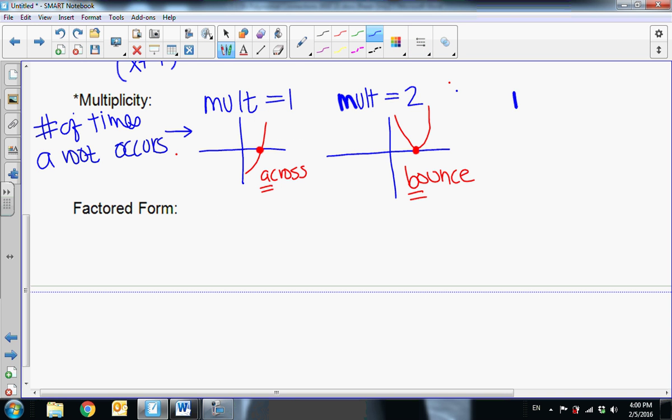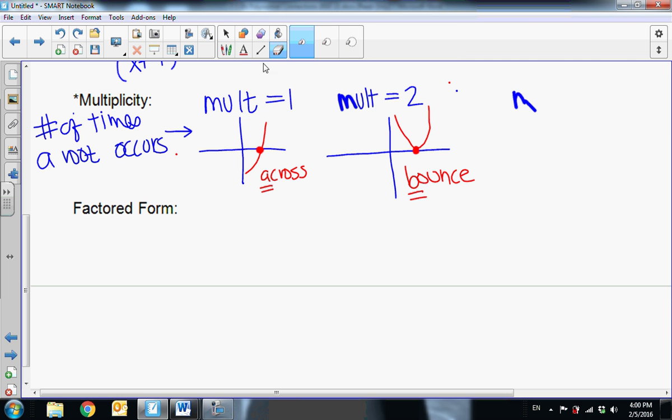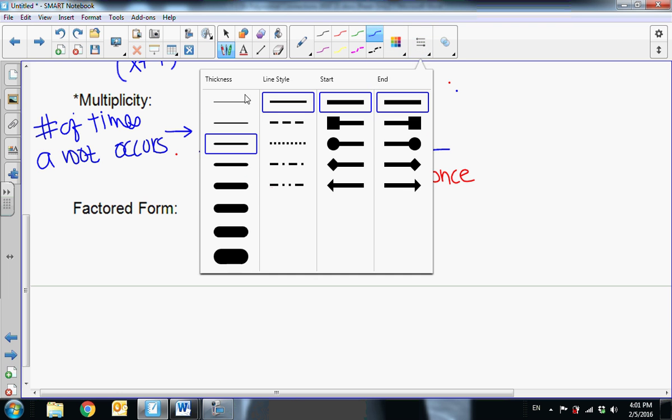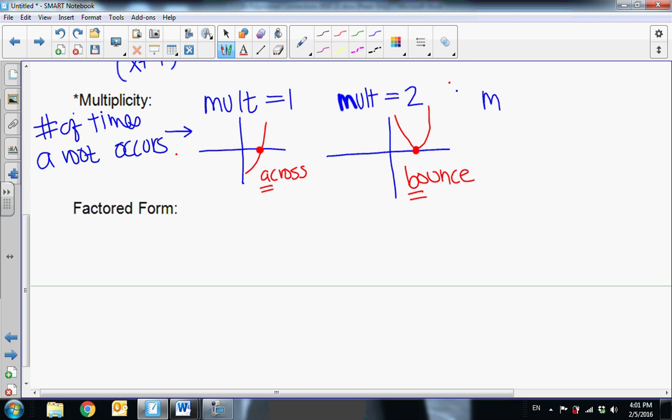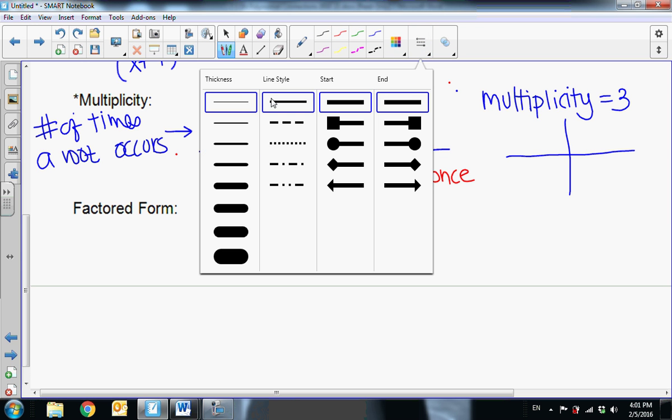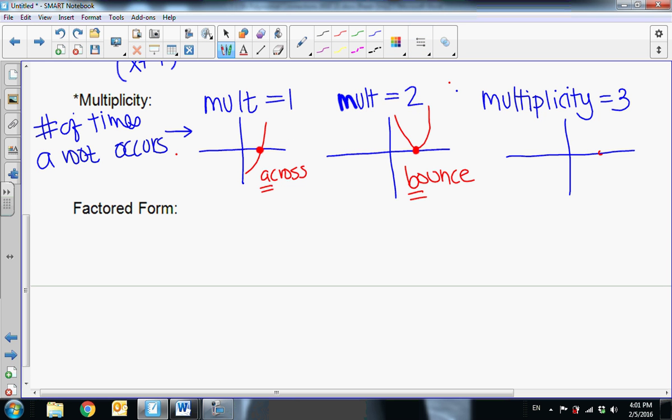The third one is going to start with a C. So if we have a multiplicity of 3, it's going to look like our y equals x cubed does when it goes through the origin. So it's going to make this curved cubic shape.